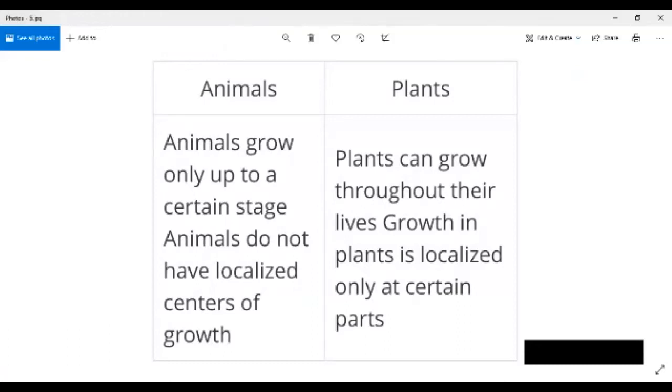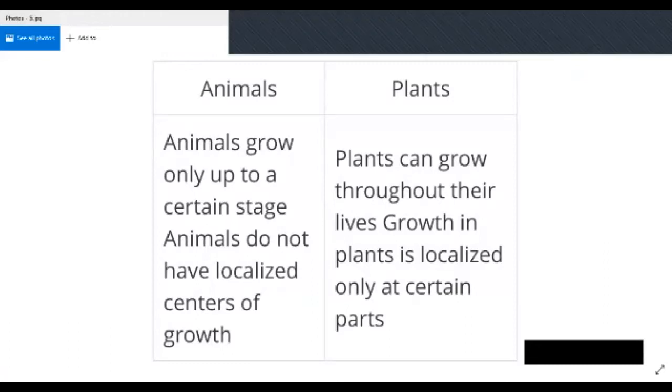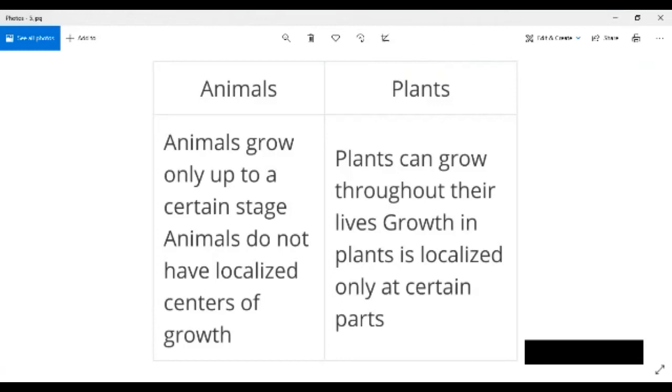Plants can grow throughout their life. In the case of animals, animals grow only up to a certain stage. Animals do not have localized centers of growth. If growth is happening for animals, the full body growth will be happening. There is no particular localized center of growth for animals.